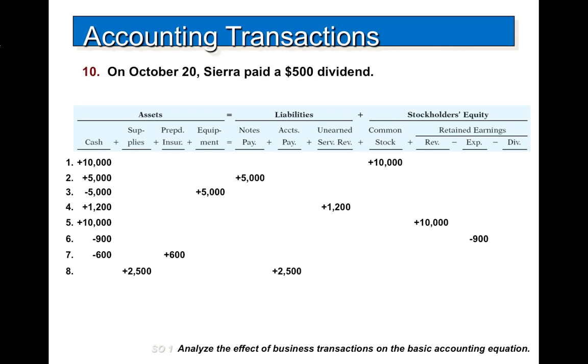9. On October 20, Sierra paid a $500 dividend. When they pay it with cash, it's going to decrease our cash, and it will also decrease the dividend that we owe.